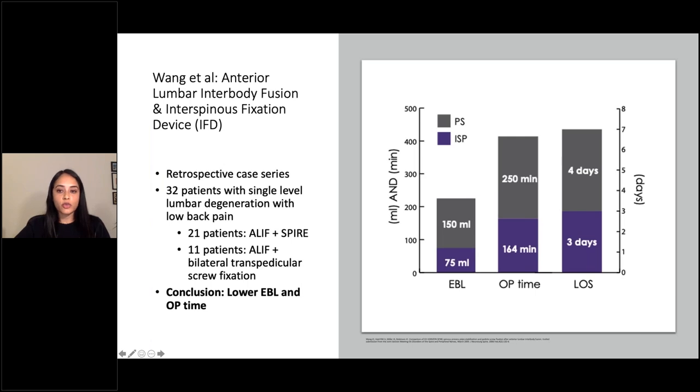Starting off with the data on procedural benefits. This data is from a retrospective study that compared 21 patients who underwent anterior lumbar interbody fusion and spire plate implant at a single lumbar level and compared them to 11 patients who had an ALIF with bilateral transpedicular screw fixation. In this chart here, the purple is the interspinous fixation device group and the gray is the pedicle screw fixation. They found that spinous process fixation was associated with 50% less blood loss and shorter operative times, which was attributed to the smaller exposure required. However, they did not address the statistical significance of these findings, and there was no demonstrated difference in the length of hospital stay. Next slide, please.